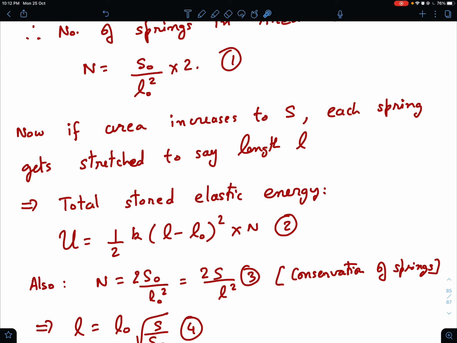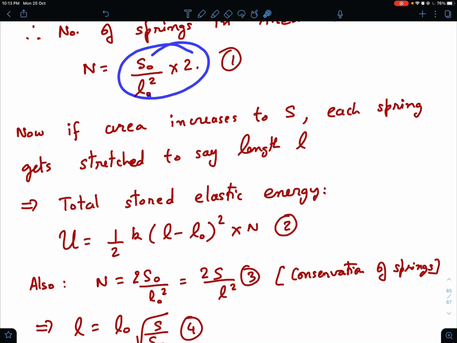And also by conservation of the number of springs, we can say that S naught by L naught squared should be equal to S by L squared, because every spring is getting stretched, but the number of springs is the same. So area divided by L squared is the total number of unit cells. So S naught by L naught squared is equal to S by L squared, or you can say 2 S naught, because each unit cell had 2 springs.